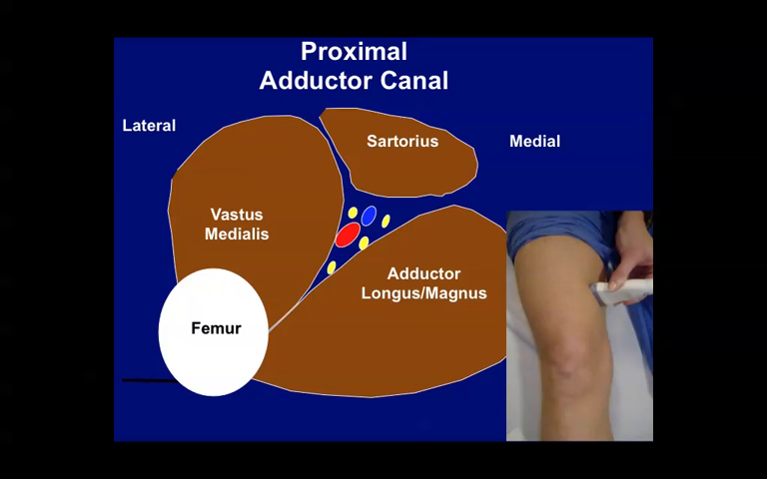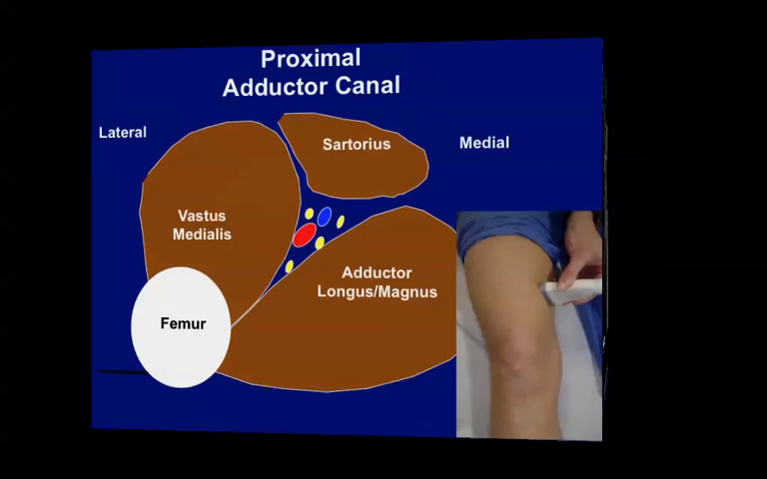This is an artist's rendition of the right side of the inner thigh. Or I'm sorry, the inner thigh of the right leg. The muscles that we see here are the sartorius, vastus medialis, and adductor longus and magnus. Unlike at the level of the inguinal ligament, within the adductor canal, the nerve and arteries and vein are all within the same tissue compartment, whereas at the level of the inguinal ligament, the femoral vein and femoral artery are in a separate fascial plane from the femoral nerve.